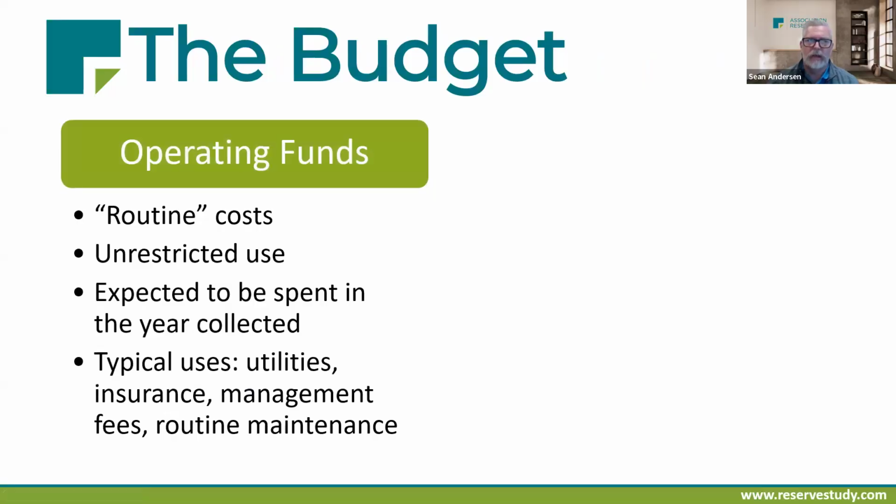So let's talk about our budget. The budget, you're going to have the operating funds, and those are going to be your routine costs. They're unrestricted use. They're expected to be spent in that year. So typical with that is going to be insurance, your management fees. You're going to pay your pool guy with that, your landscaper, stuff like that. So that's just money coming in, going out. Those are just the day-to-day things.